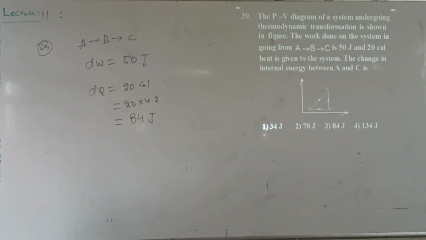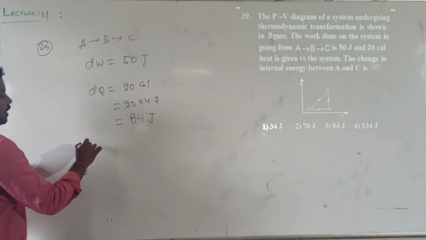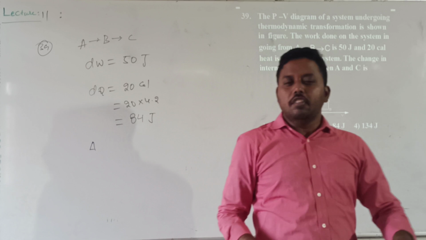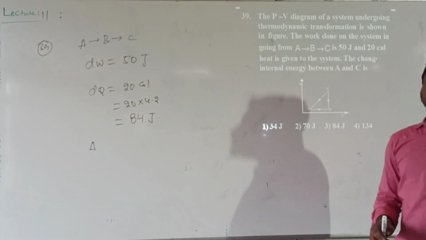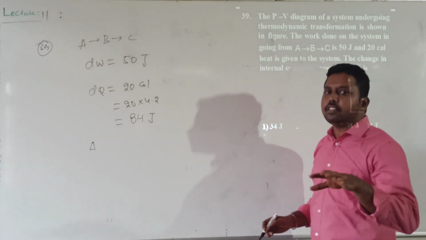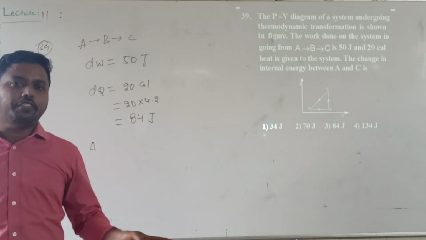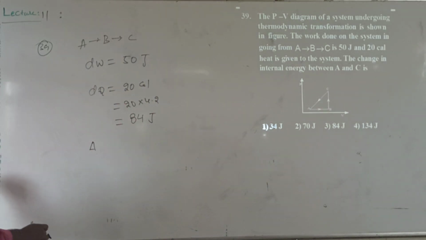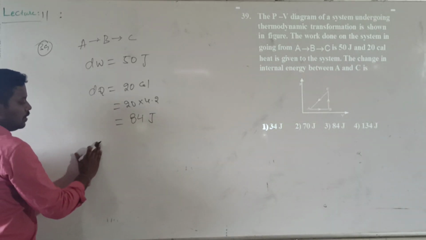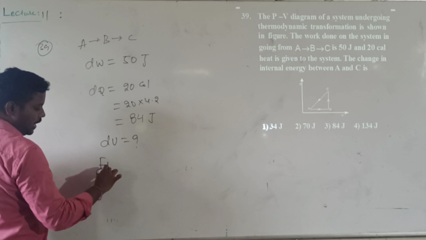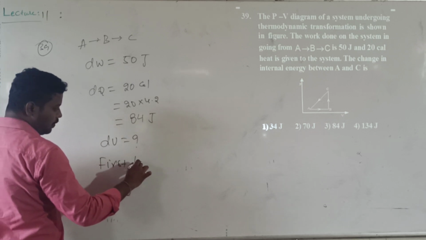Now they are asking for the change in internal energy. And one more important point: this is a cyclic process. For a cyclic process, the total change in internal energy will always be equal to 0. They are not asking for the complete cycle; they are asking only for A to B and then B to C. So they are asking us to calculate the value of dU. According to which law? First law of thermodynamics.